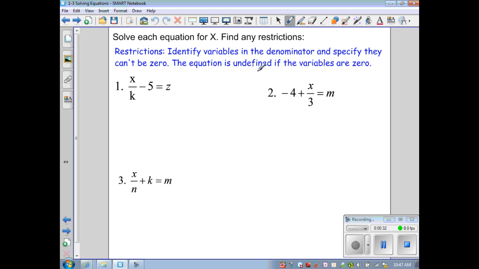So the first thing we want to do is actually solve the problem and check for the restrictions at the end. Number one, here I have three variables, x, k, and z, but x is the one I'm solving for, and we're going to treat k and z just like constants. I want to get my variable term alone, so I'm going to add 5 on both sides. That leaves me x over k equals z plus 5. I want to get my coefficient on the x to be a positive 1. K is dividing that x, so I'm going to multiply on both sides by k.